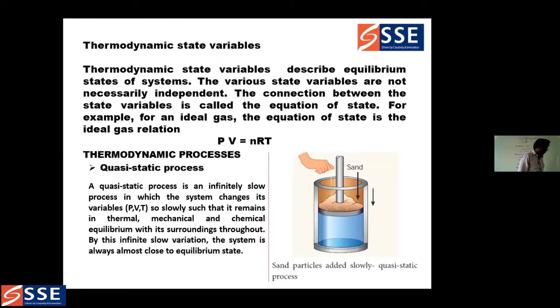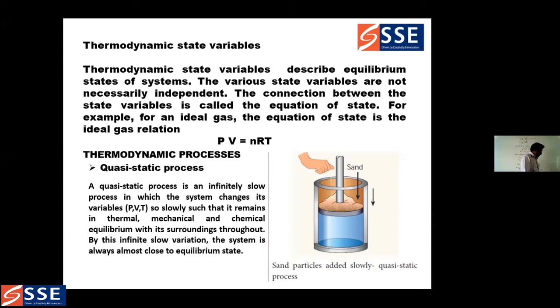So thermodynamic state variables describe equilibrium states of systems. The various state variables are not necessarily independent, right? The connection between the state variables, so you don't want to confuse, state variables are nothing but pressure, volume, temperature. So we have to relate these variables by the formula PV is equal to nRT. R is the real gas constant and n is the number of moles. P is pressure, V is volume and T is temperature. Okay, right? So again, we're going to see about thermodynamic processes.